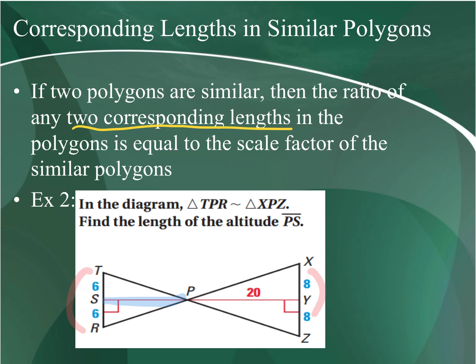Now, how do we get the scale factor? I'm just going to do the bigger one, XZ over TR. So I'm going to add the entire side, 8 plus 8 is 16, and 6 plus 6 is 12. Because again, it's not by half, it's the whole segment that's similar, guys. It's going to give us a factor of 4 to 3. This is our scale factor.